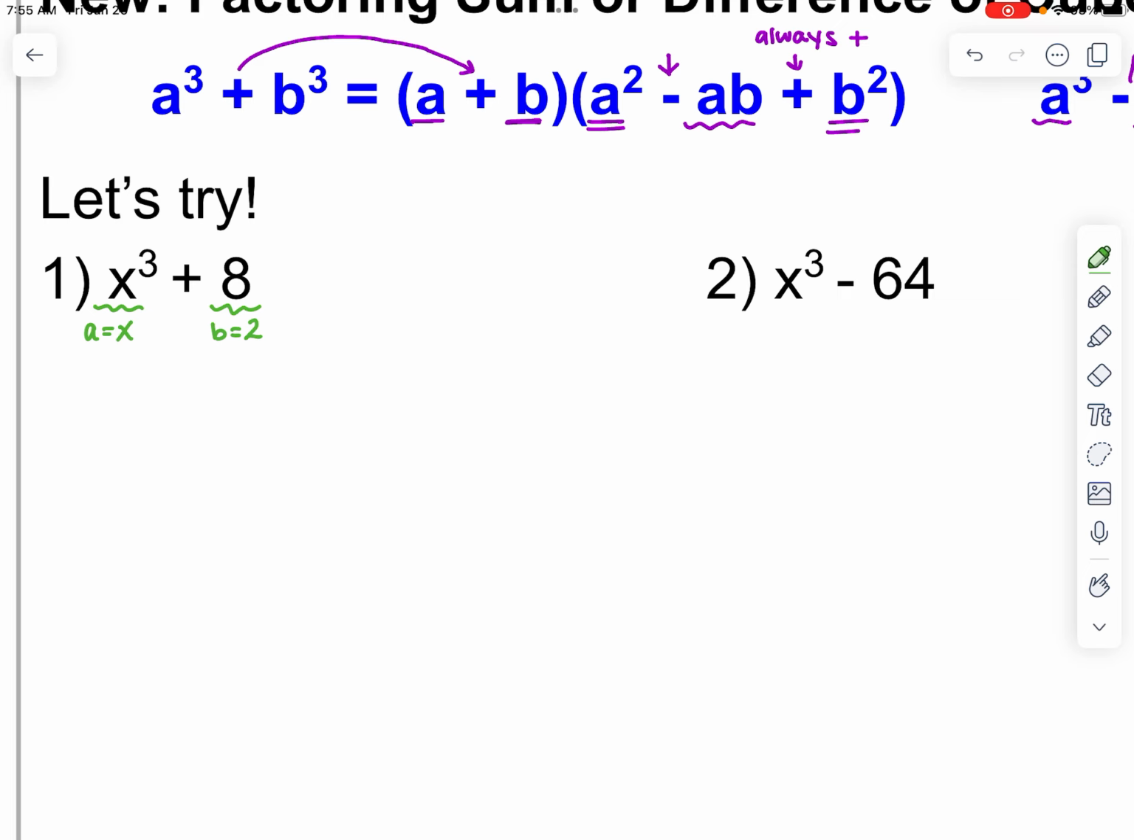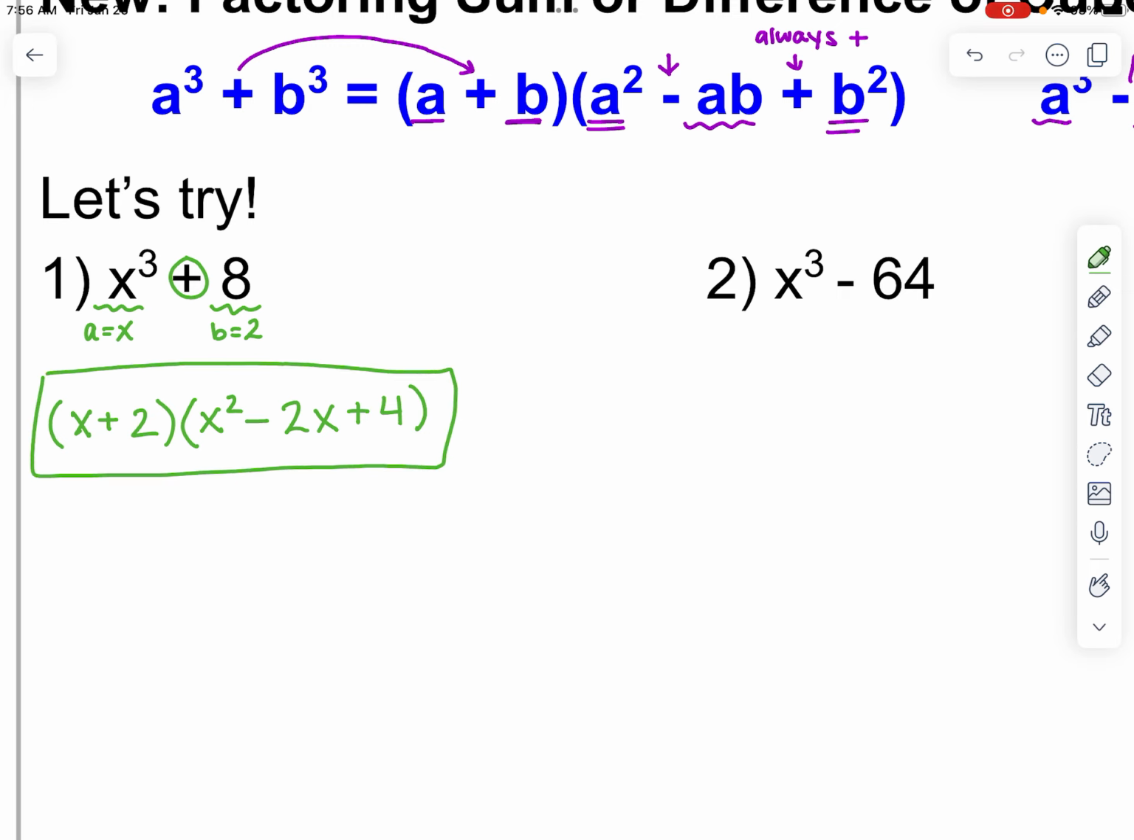Now we can fill in the pattern. So we start with a and b, and then it's going to be the same sign as the problem. So x plus 2, a plus b. In the next parentheses, it's a squared, so x squared. Then the sign is opposite, so minus. And then we multiply a times b, so x times 2 is 2x. This final sign is always positive, and then it's b squared. 2 squared is 4. And there is our factored form, just by using the pattern.